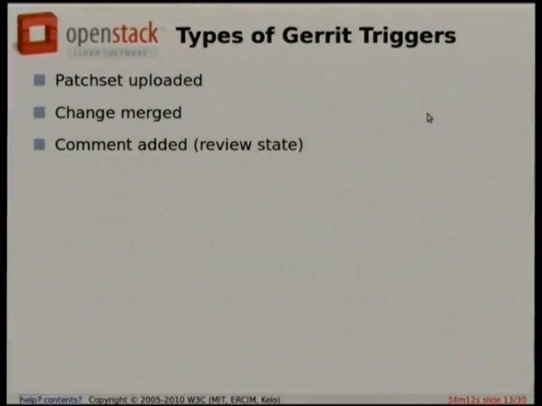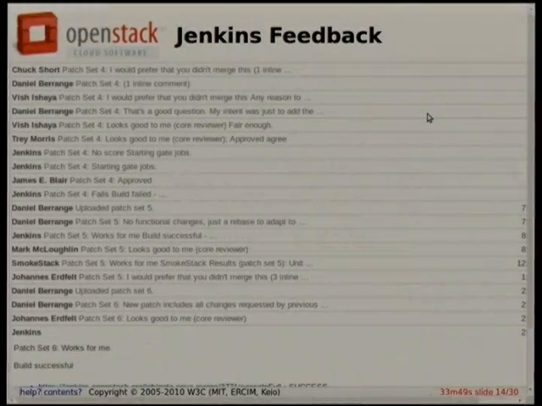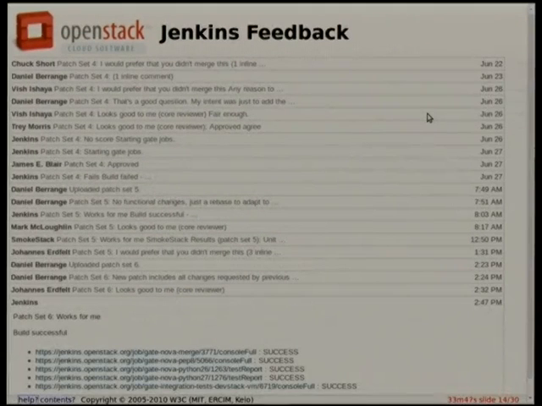Gerrit itself has a number of triggers that we operate on, and I'll show you examples of usage of these later. But we get a trigger when a patch set is uploaded. We can trigger when a change is merged or when a comment is added. Something I left off here actually is we can get a trigger event when a ref is updated. So if somebody tags something and pushes that tag up to the repository, we can act on that as well. So here's what the feedback in Gerrit looks like.